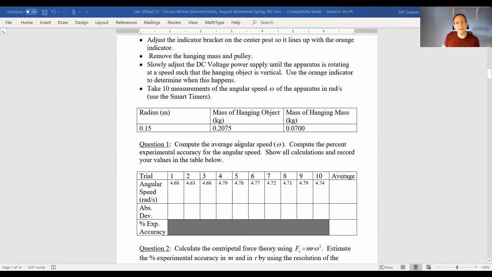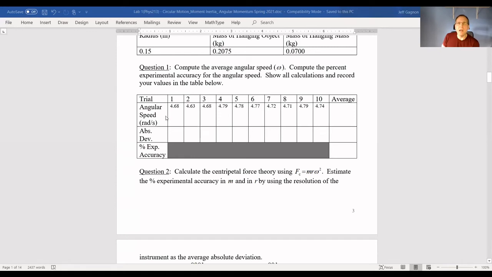If you look at this table here, I did 10 trials, and this is the angular speed. So this is omega for each of those trials, and it's in radians per second. So 4.68 radians per second, 4.63 radians per second, and so on.